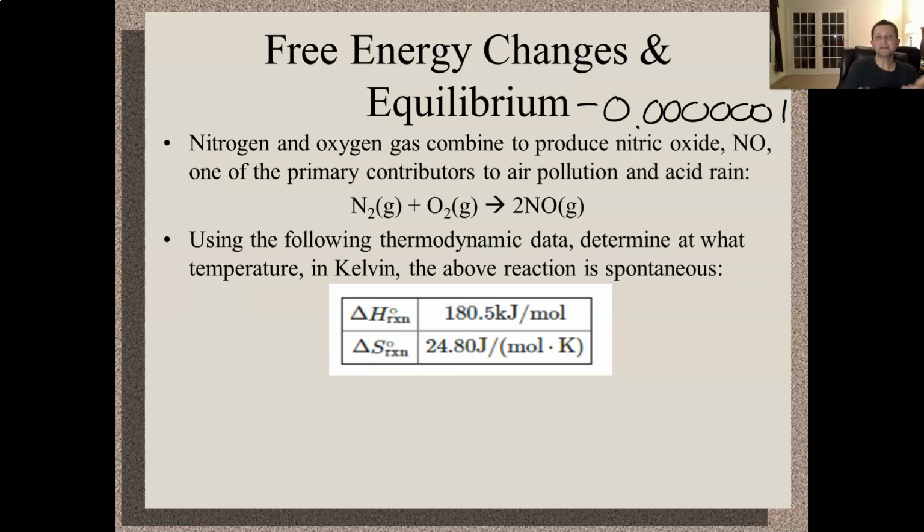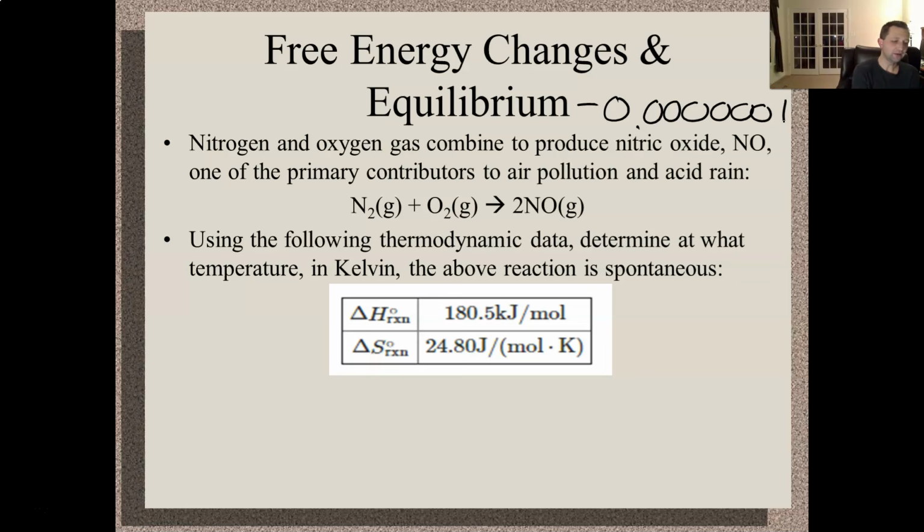Okay, if my delta G value is negative 0.0000001, it's a spontaneous reaction. Well, it's stupid to put that there, right? So if I want to find out when my reaction is spontaneous, I can just set my delta G value equal to 0.